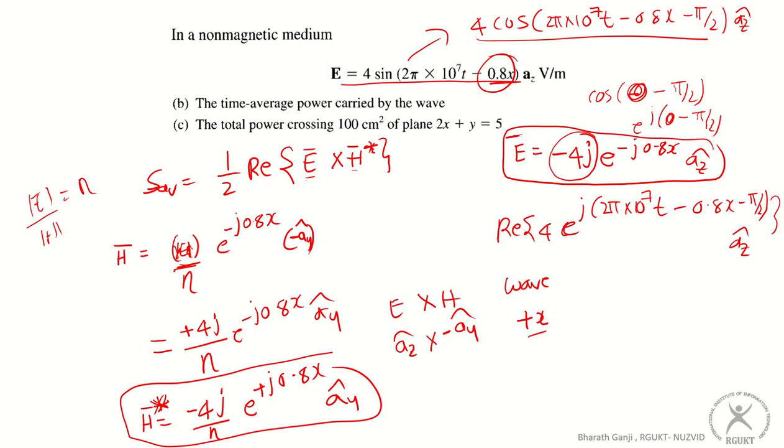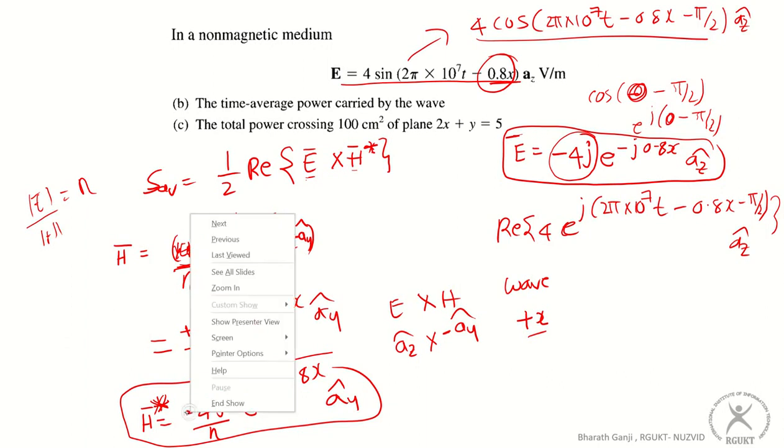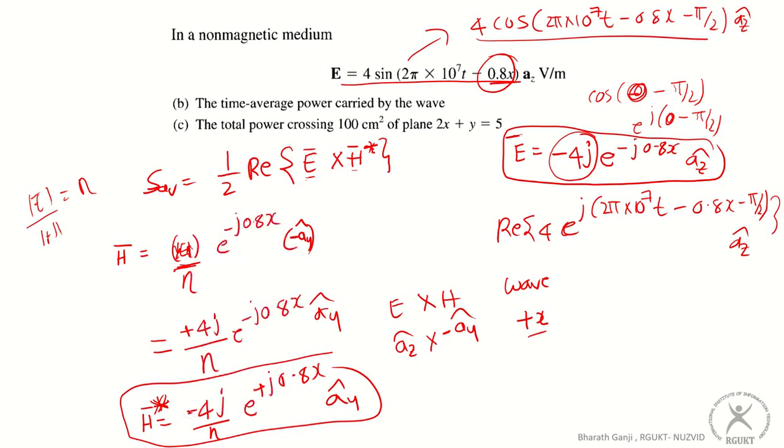Okay, but there is Az cross minus Ay. I think there is a minus Ay term. Oh, sorry. So Az cross Ay gives you minus Ax. So there is a minus Ax, because you are doing E cross H conjugate. And then you multiply these two terms.